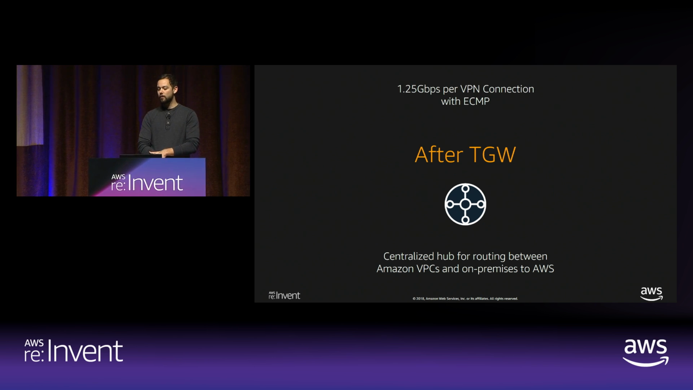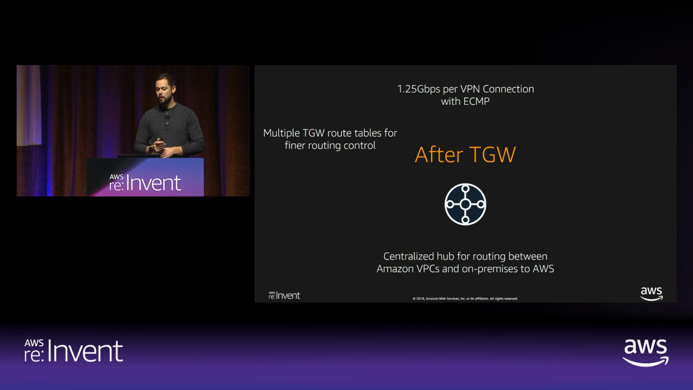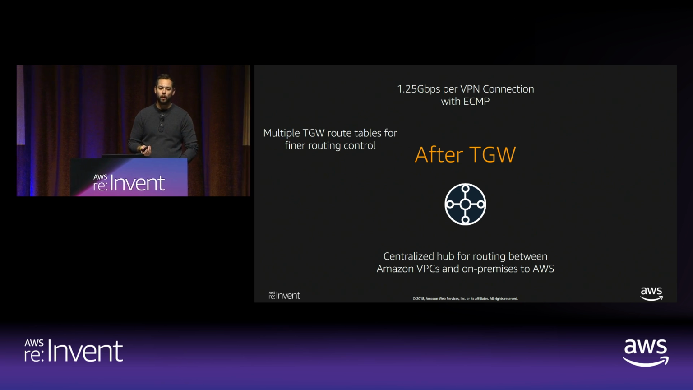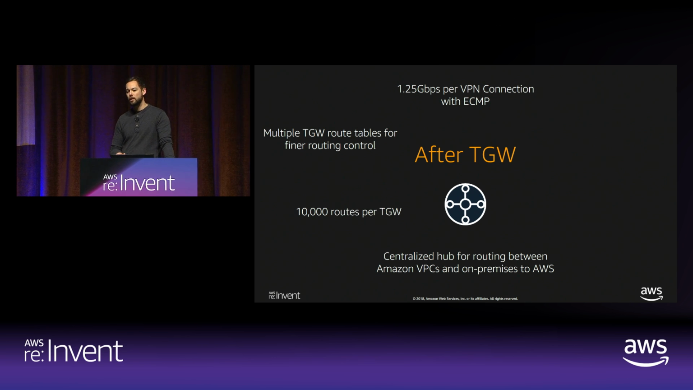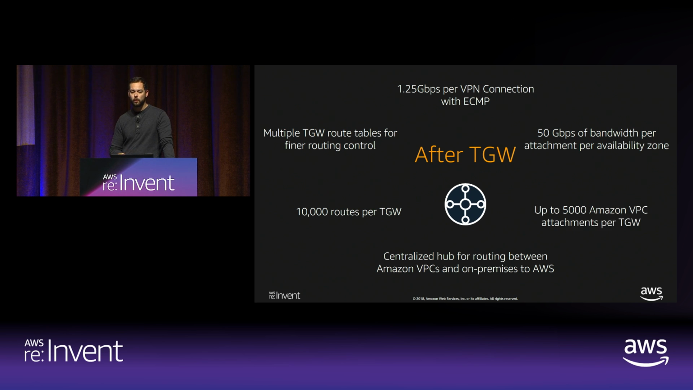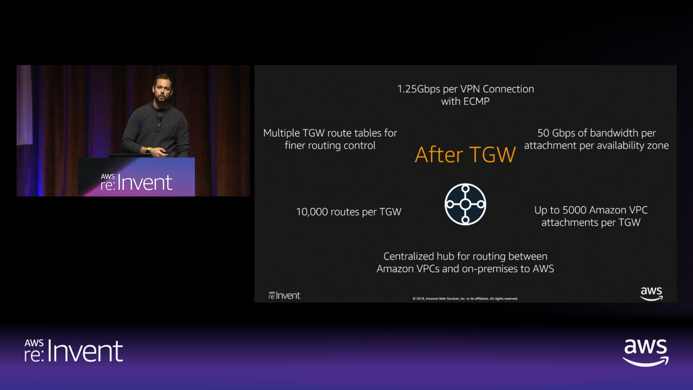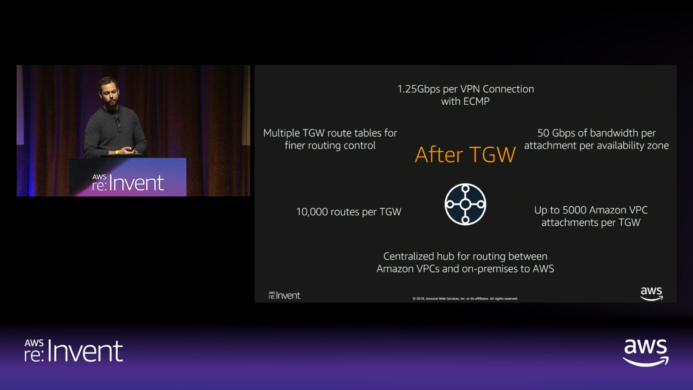You can do 1.25 gigabits per VPN connection with ECMP, but now you can equal cost multipath across many VPN connections. So that does help with scale as well. Multiple TGW route tables for finer tuned routing, great. 10,000 routes per TGW, awesome. 50 gig of burstable bandwidth, up to 5,000 Amazon VPC attachments. So that's the transit gateway.